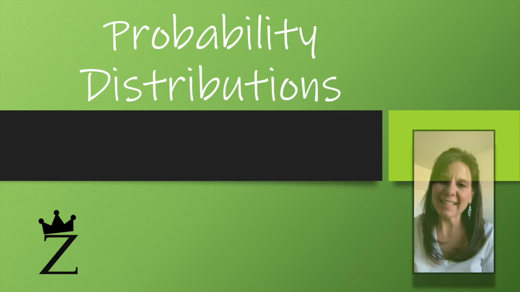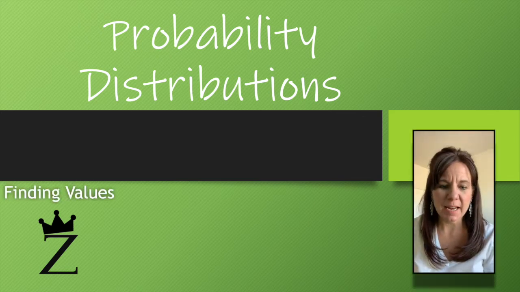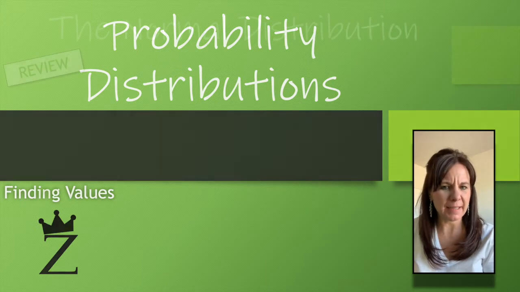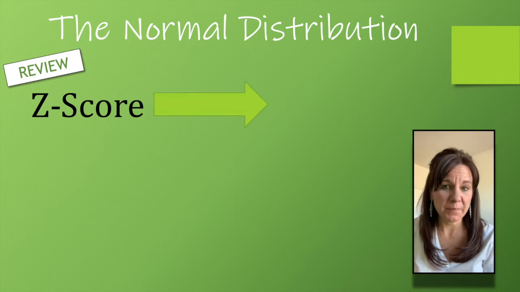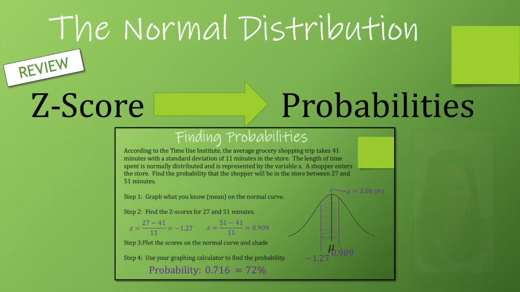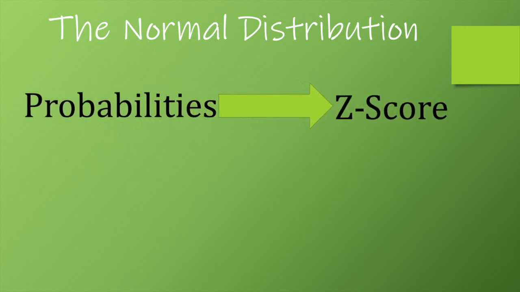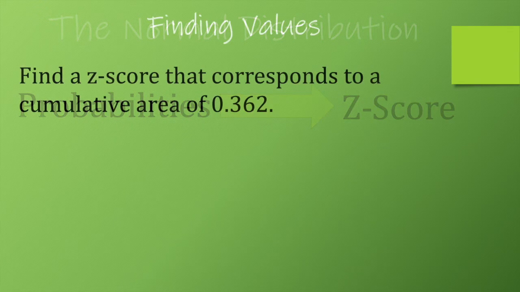Welcome to our last lesson on probability distributions. Today we're going to talk about finding values. We're kind of going to come at this from the backside. So what we've done so far is we've used z-scores to find probabilities. We're going to reverse that this time, and we're going to use probabilities to find z-scores.